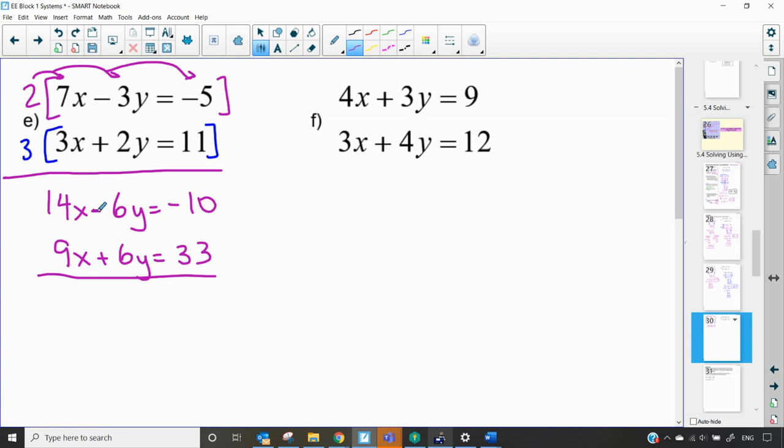Now my signs are opposite. I've got a negative 6y and a positive 6y. So I'm going to draw brackets around my second equation, and I'm going to put a plus sign. So adding these up, 14 plus 9 is 23, so I've got 23x. Negative 6 and a positive 6 are going to cancel. And negative 10 plus 33 is positive 23. So dividing by 23 on both sides, I end up with x equals 1.